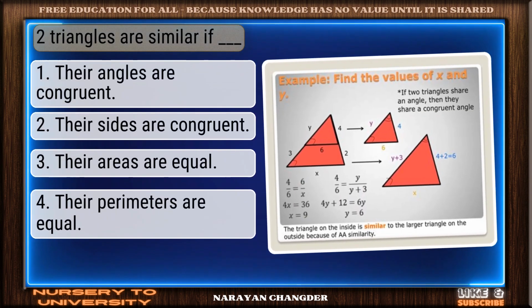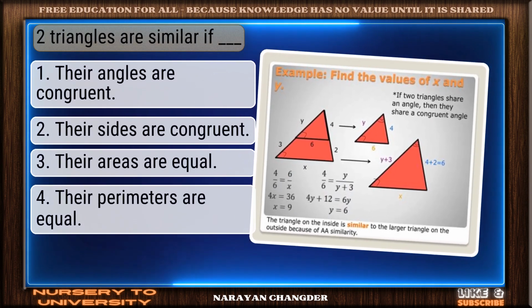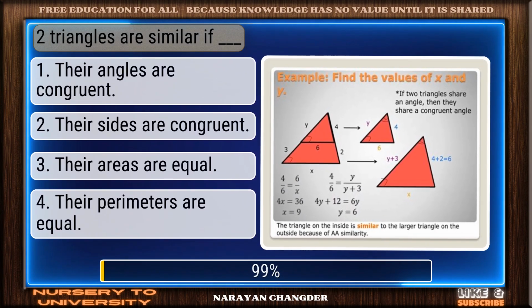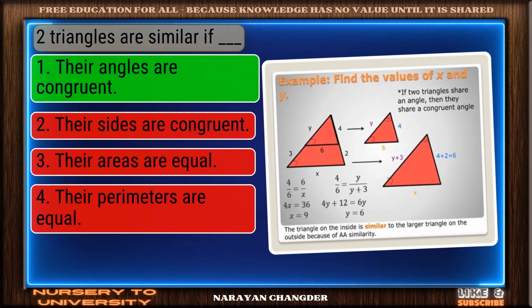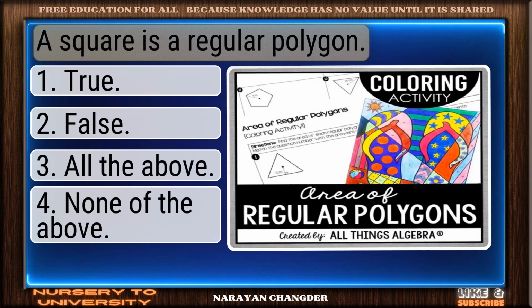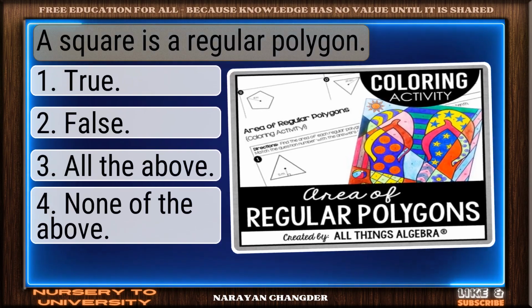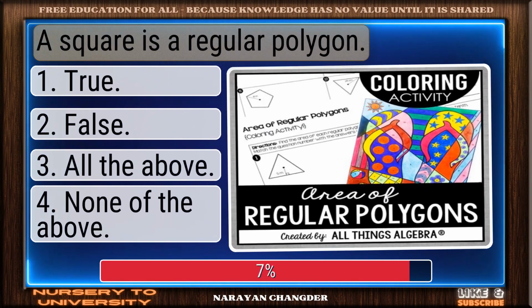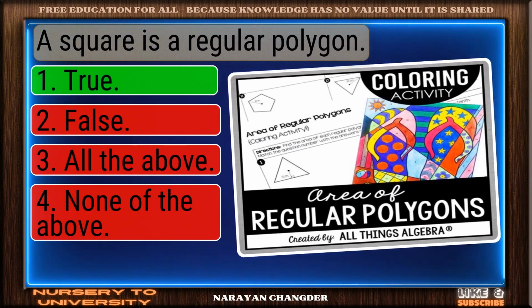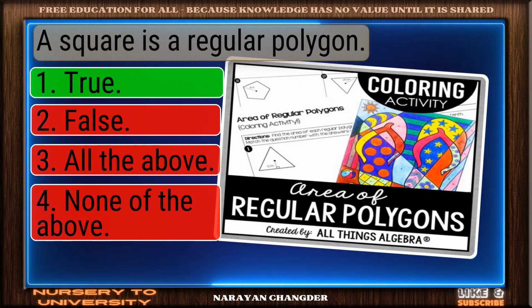Question number 263. 2 triangles are similar if dash. Perfect. Their angles are congruent is the correct choice. Question number 264. A square is a regular polygon. Correct. True is the right answer.